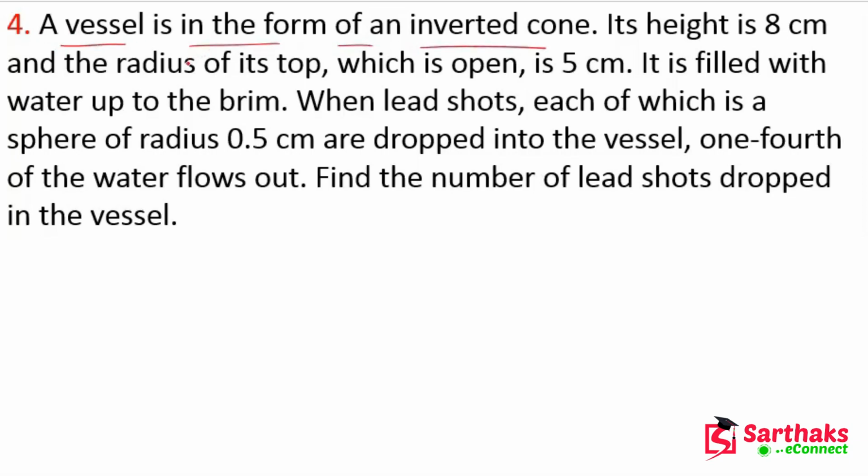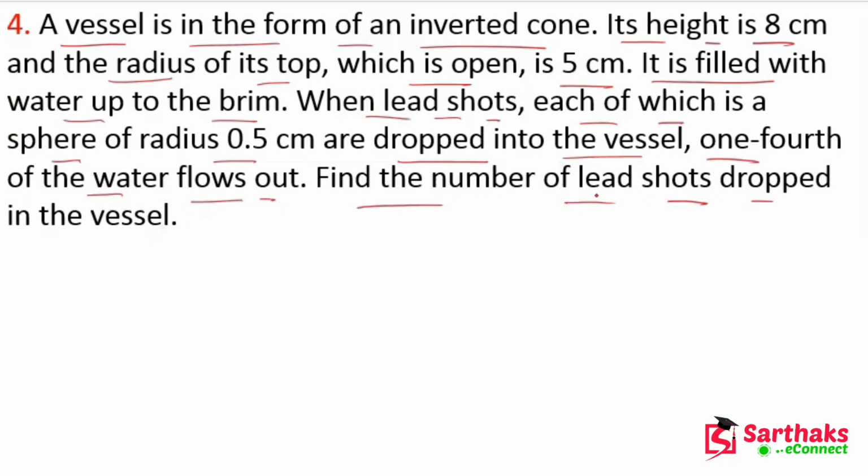A vessel is in the form of an inverted cone. Its height is 8 centimeter and the radius of its top, which is open, is 5 centimeter. It is filled with water up to the brim. When lead shots, each of which is a sphere of radius 0.5 centimeter, are dropped into the vessel, 1/4 of the water flows out. Find the number of lead shots dropped in the vessel.